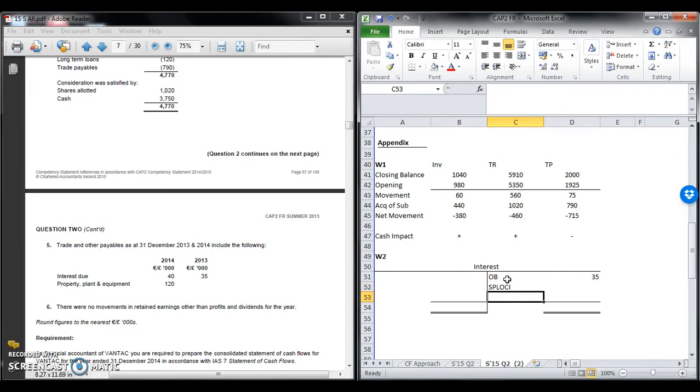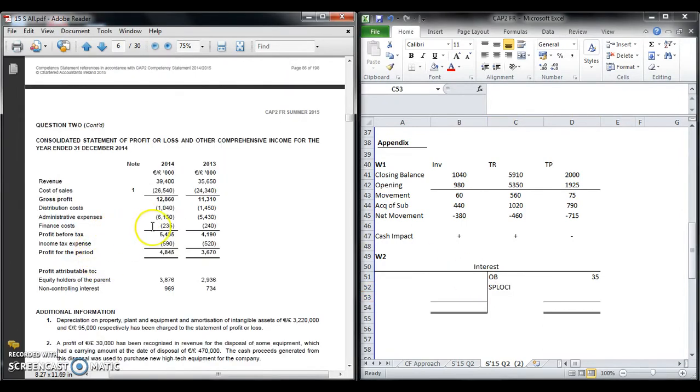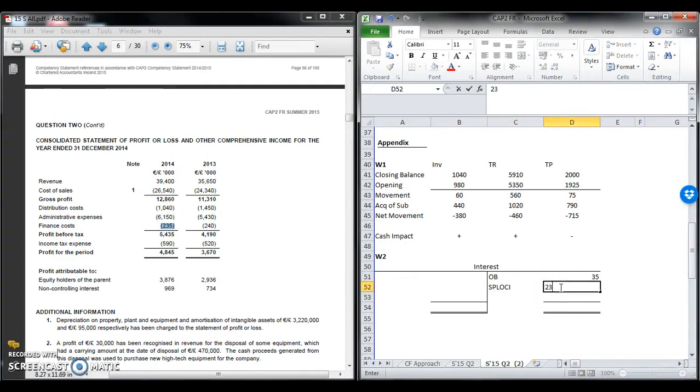In the income statement for the year, we also had a finance cost, which obviously increases. The finance cost for the year was 235. So don't take this one. This was last year's, nothing to do with it. This year's figure is the one we're looking at, 235. So we owed 35 at the start.